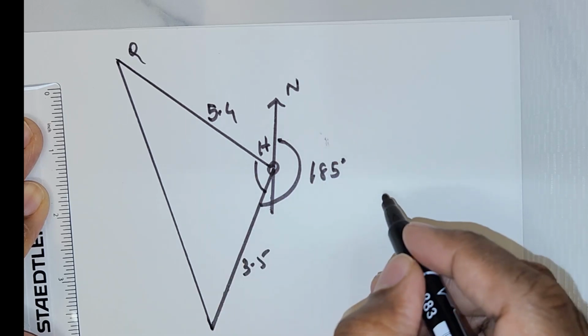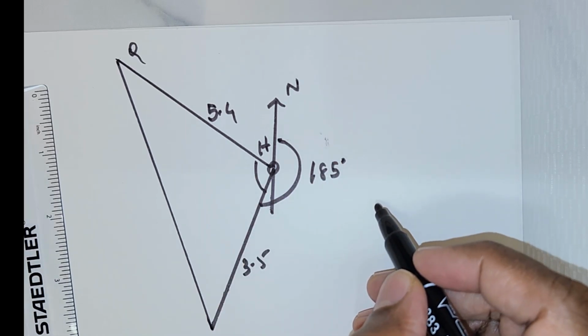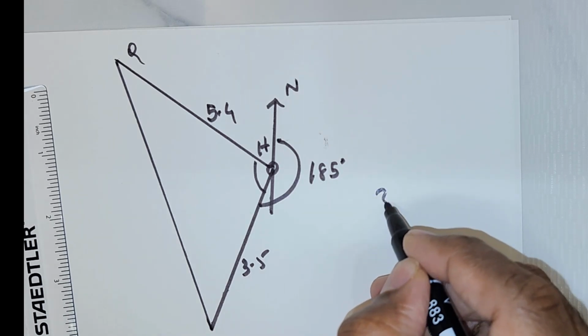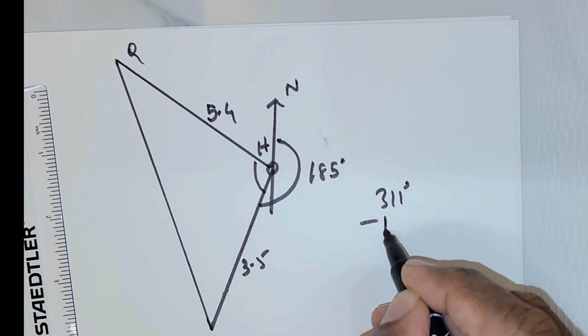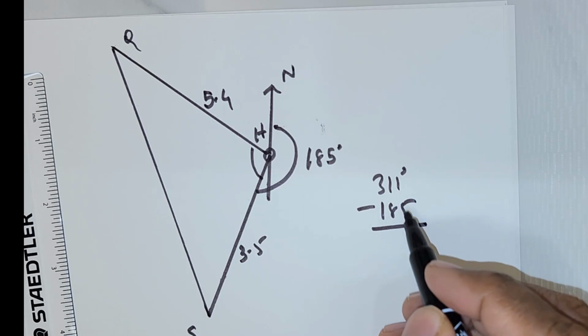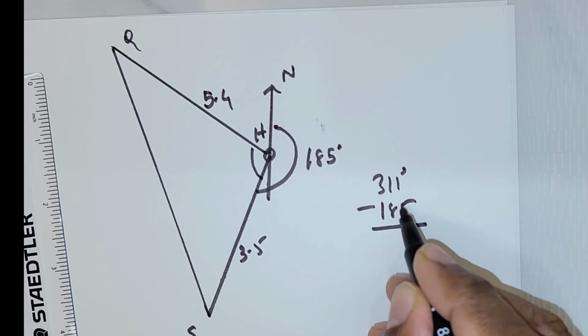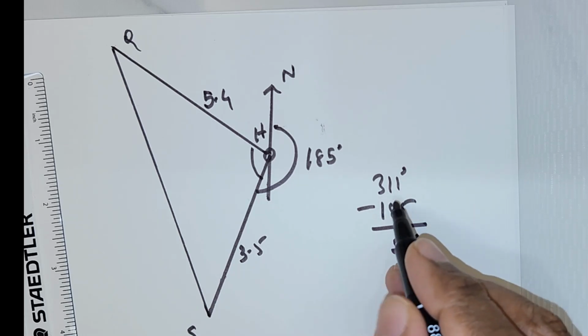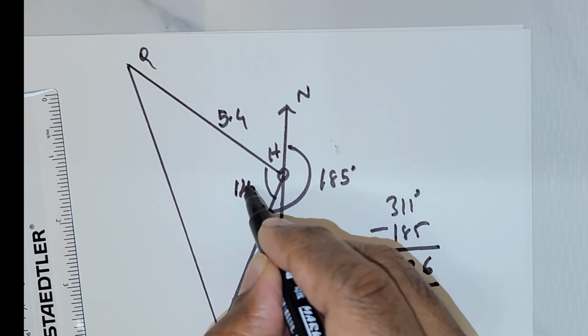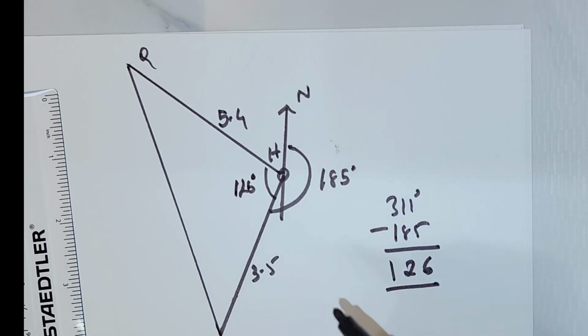Now the position of Q is given as 311 degrees. From 311 we take away 185, and that would give us 126 degrees. So this is what is required, 126 degrees.